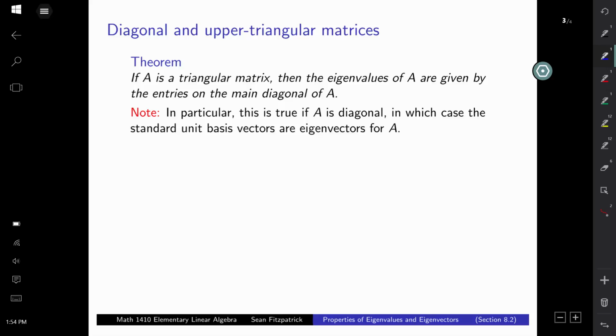Now, by the way, this is not quite as convenient as you might think, because it turns out that in order to determine this triangular matrix, which is similar to the one you started with, the standard procedure for figuring out what that triangular matrix is begins with finding the eigenvalues. So it's sort of a vicious circle. If you had the triangular matrix, you would know the eigenvalues, but in order to get the triangular matrix, you have to figure out the eigenvalues first. So that's maybe a downside here.